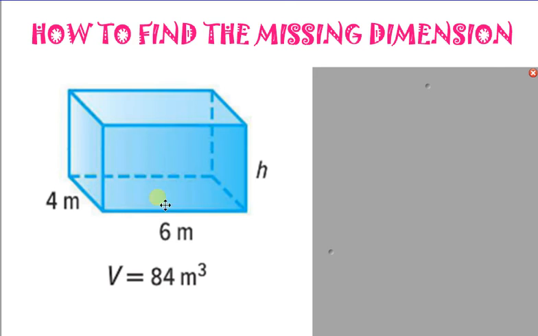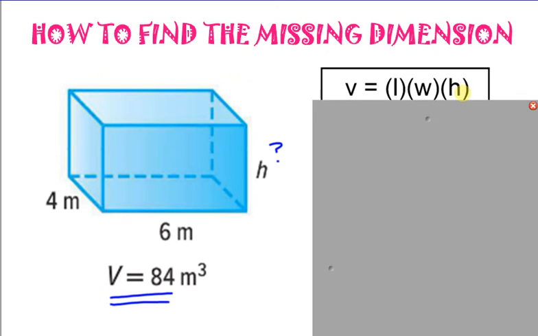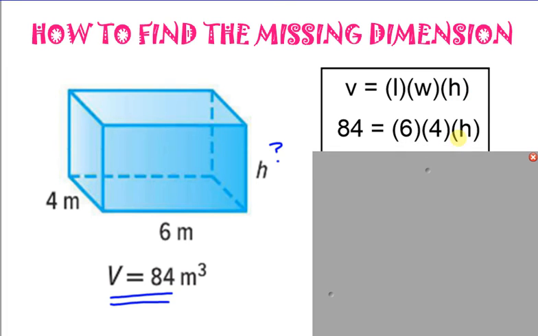So here again, I have a normal rectangular prism. I have the length, I have the width, but I'm missing the height. However, I do give you what the volume is. Okay? So we're going to start with our equation. Volume equals length times width times height. All right? Then I'm going to plug in the information that I have. I have the volume equals, I have the length, I have the width, and I'm missing the height.